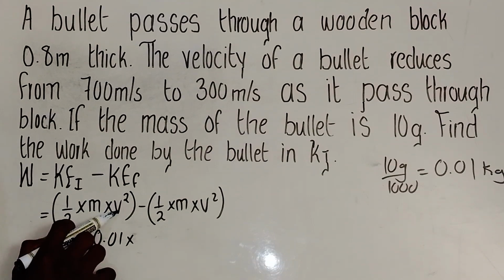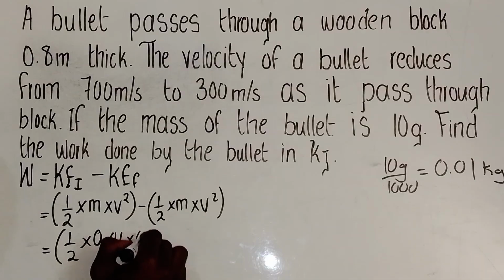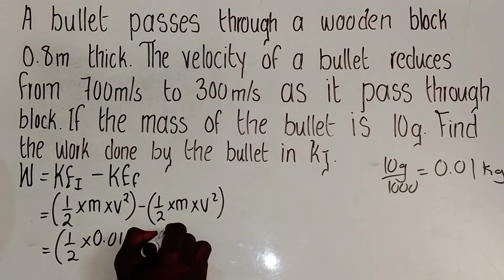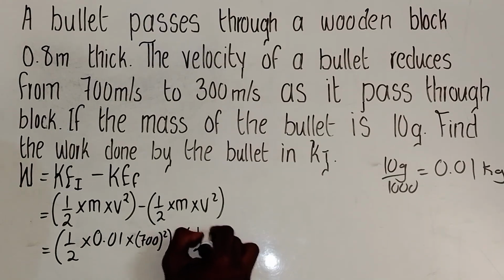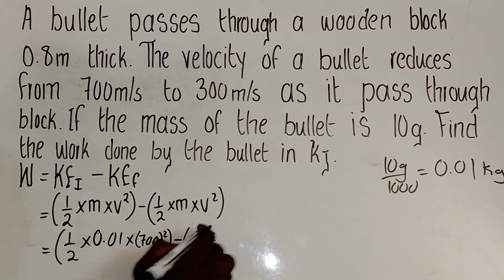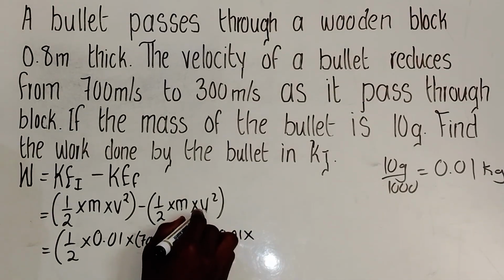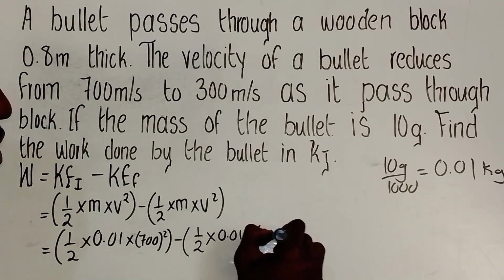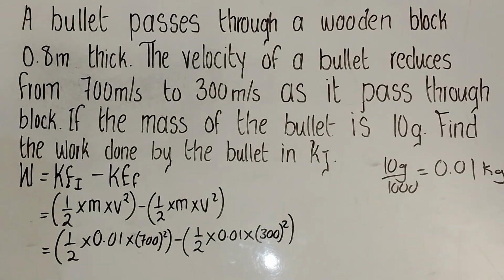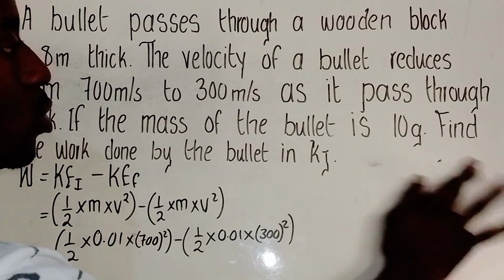Now the velocity for the initial is 700 squared. Then you come to this one, again you put half multiplied by the mass, which is 0.01. What is the velocity? The final was 300, so you put 300 squared. I hope you are following. The next stage now, we do this.